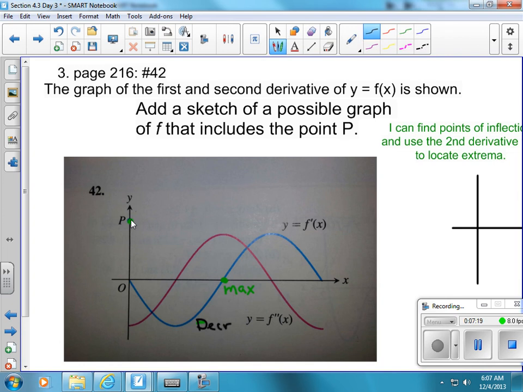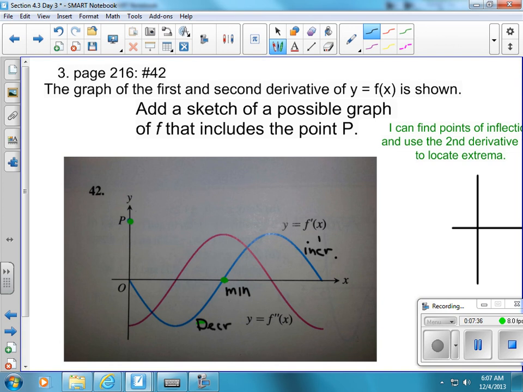Decreasing function from 0 to the max. Wait, this is decreasing. Actually, this is a min. It's a max or a min. It happens to be a min. I'll tell you why in a second. This is decreasing, and then up here is increasing.